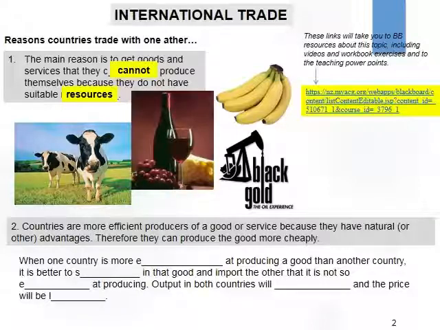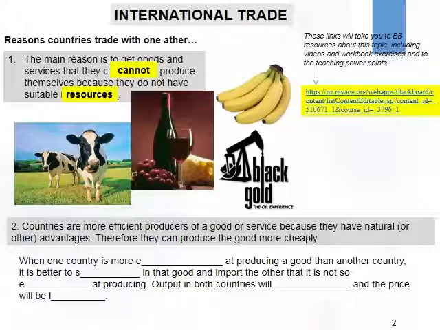Another reason, or another example, is bananas, where bananas can be produced in New Zealand, but with great difficulty. The cost would be enormous to create suitable warm conditions for them to grow healthily. But of course, in some countries, they just grow on trees. They grow simply, and so the cost of production is very, very low.